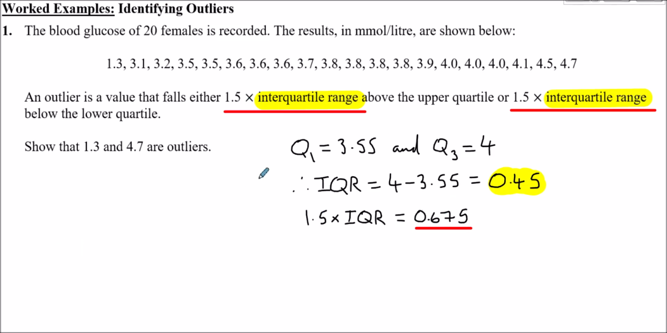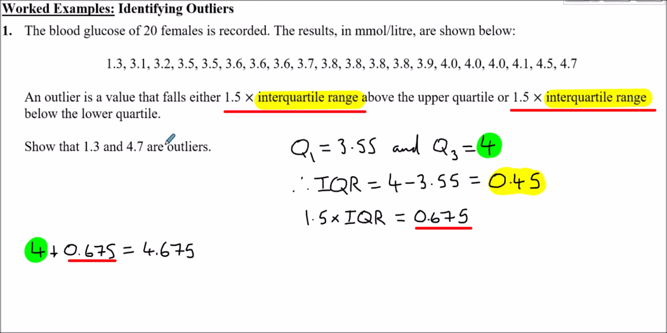We need to add this value to the upper quartile and subtract it from the lower quartile. So now the upper quartile we have is 4. So what's 4 plus 0.675? Well, 4 plus 0.675 equals 4.675. So that's one boundary. Anything beyond this, anything higher than this, is an outlier.